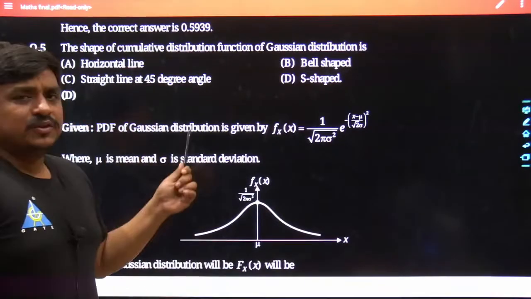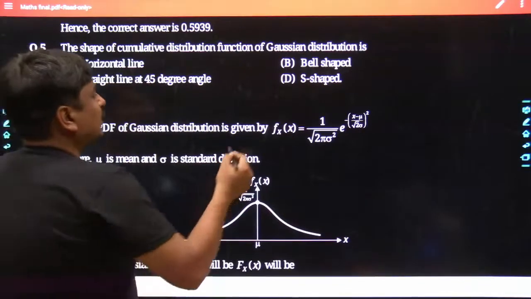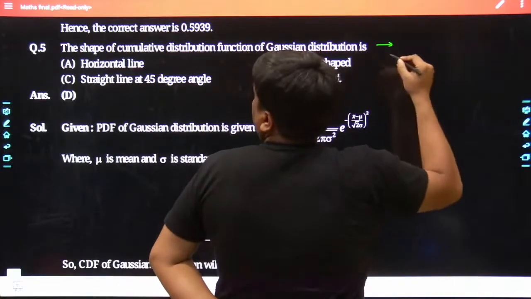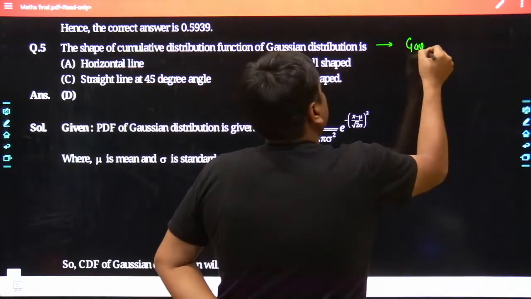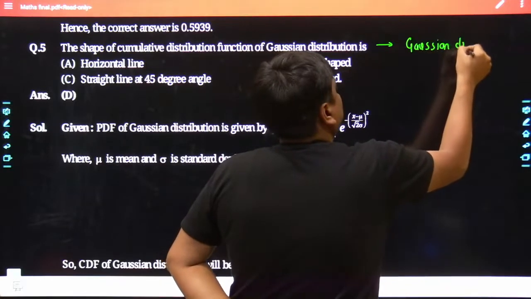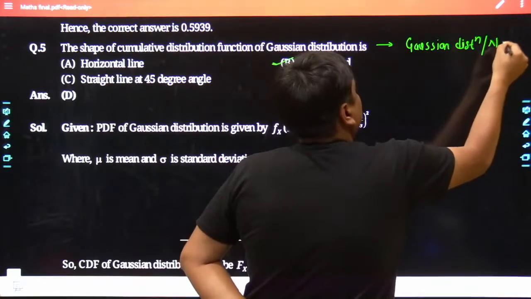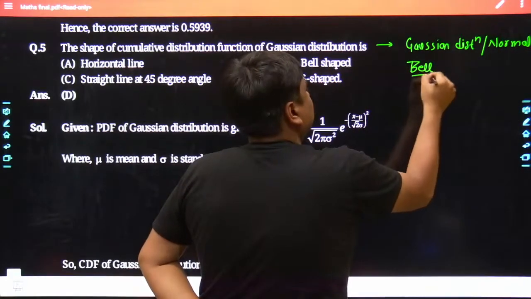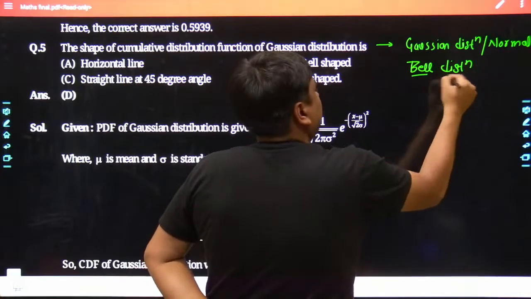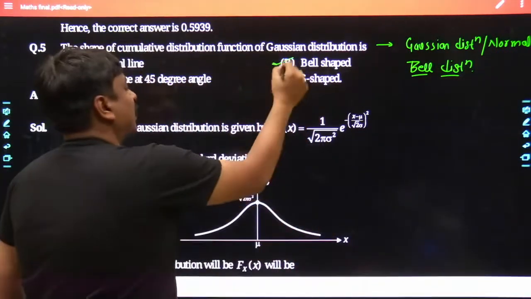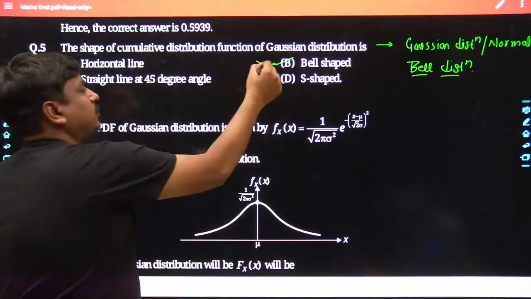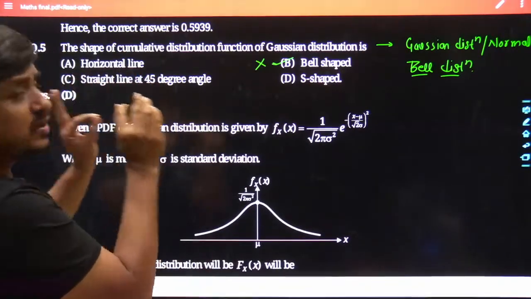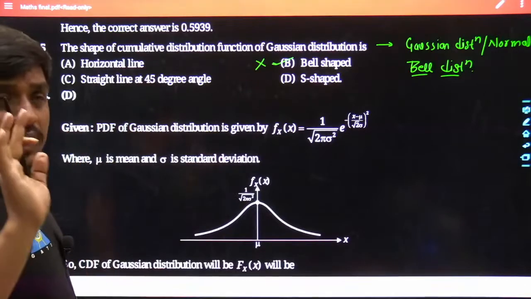I know many of these students bluntly marked the answer as bell-shaped because they used to memorize that Gaussian distribution is also called normal distribution, and it's also called bell distribution. So as they memorized it, without spending even a fraction of time, they would simply have marked the answer as bell-shaped, which was a wrong answer. My dear friends, you had to look into each and every word of this problem, then only you would be able to reach the final conclusion.